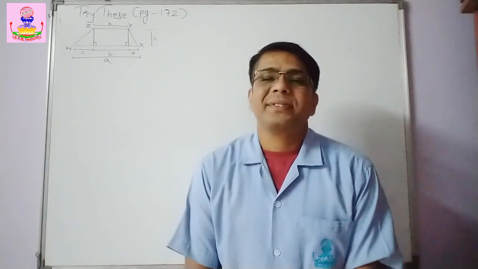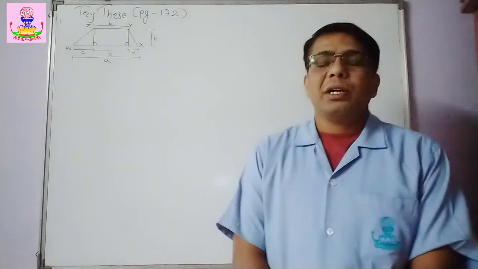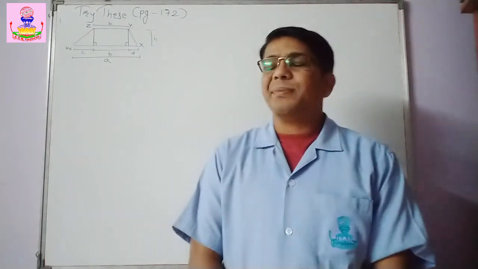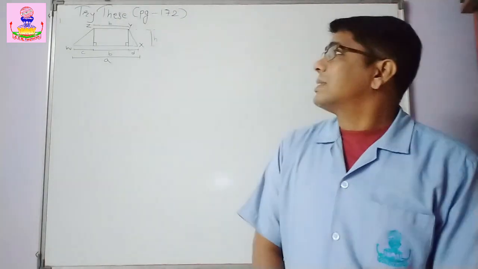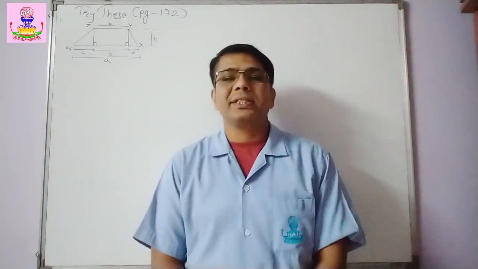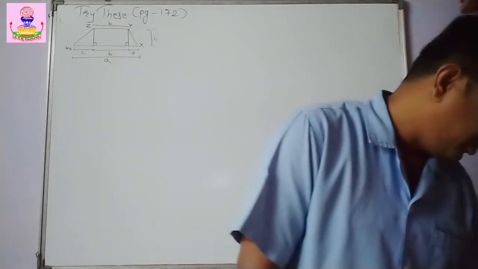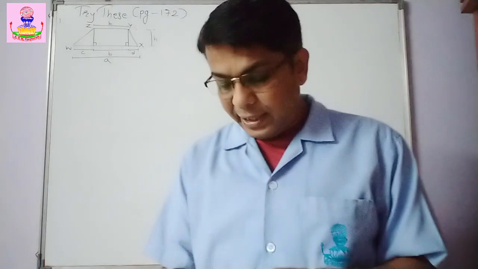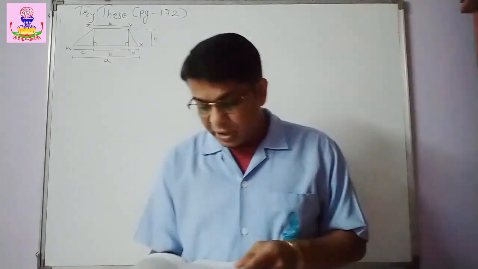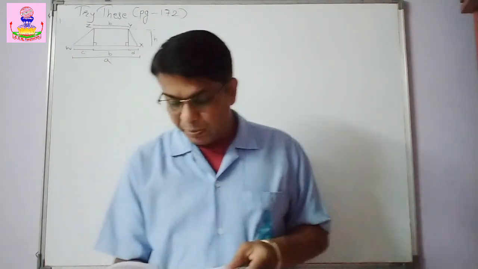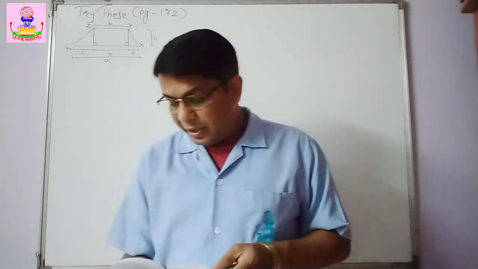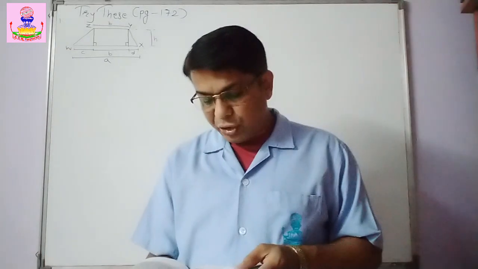So last time we studied the formula of the trapezium. Now try these. Today we are going to try these on page number 172. First one from that. Nazma's sister also has a trapezium shaped plot, divided into three parts as shown in the figure.